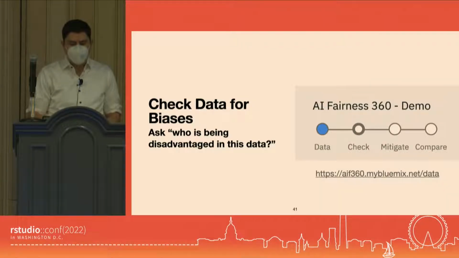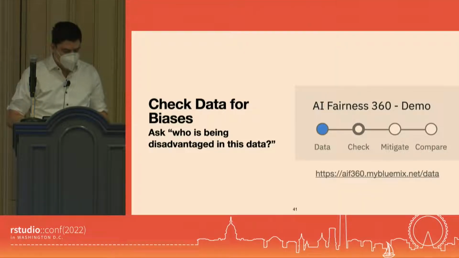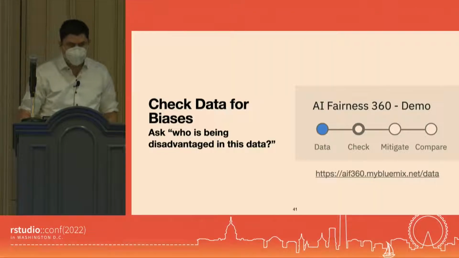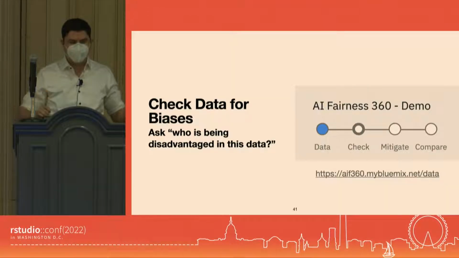Second, you can check data for biases. You can ask who is being disadvantaged in this data. And so a tool for that is IBM's AI 360. I've got the link down there, but also I'll have a QR code you can scan, which has all the links that are related to this presentation, so don't panic.